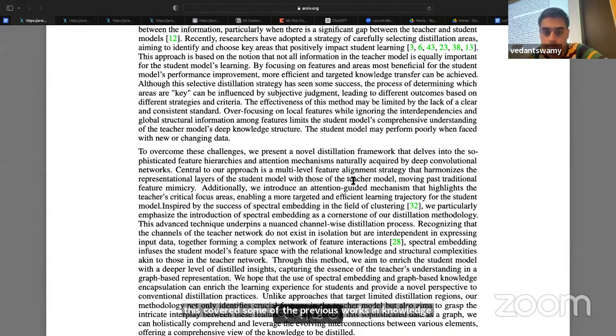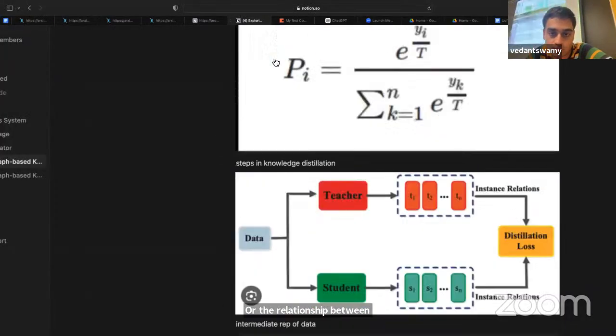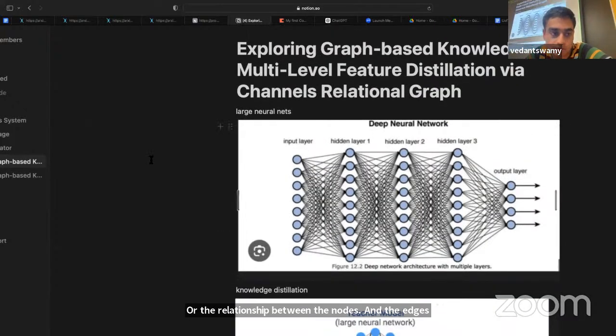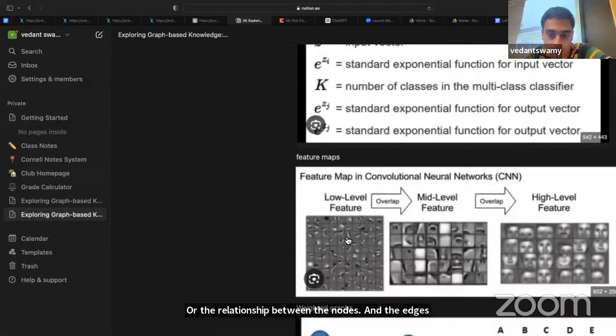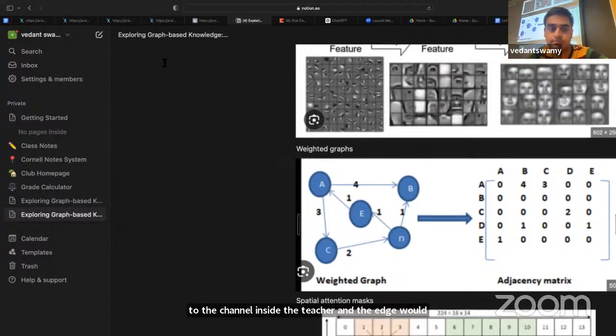So the paper talks about another form of knowledge distillation in which we mainly focus on the graph, or the relationship between the nodes and the edges formed in the graph. In this case, the node would correspond to a channel inside the teacher, and the edge would denote the similarity between two channels inside the teacher.